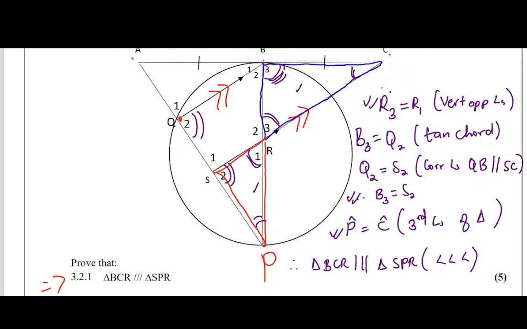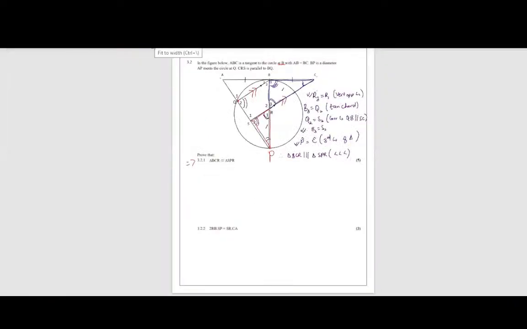Okay, and then 3.2.2. They are asking us to prove that 2RB times SP is the same as SR times CA. Okay, 2RB times SP is that and that and that.